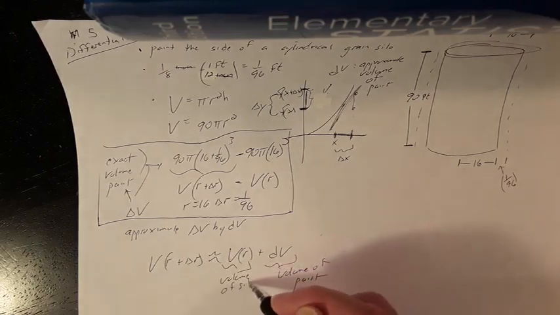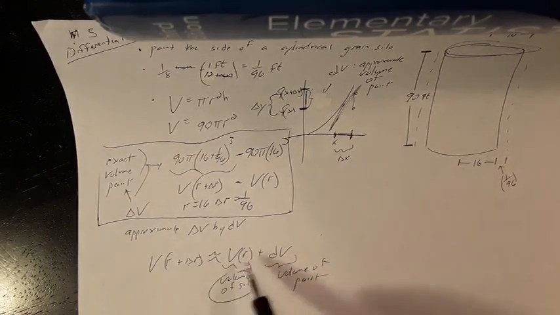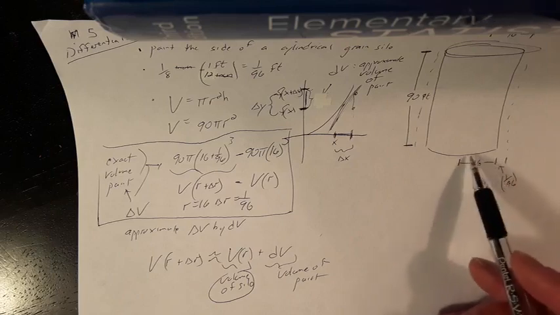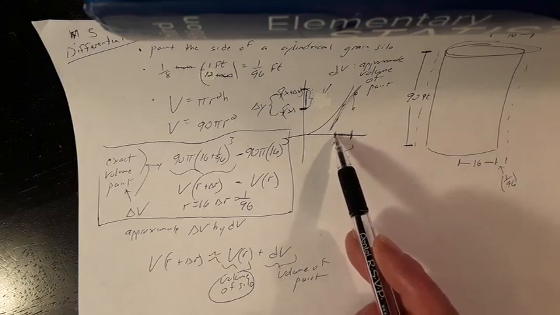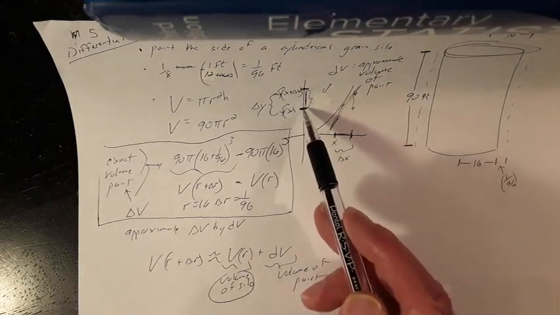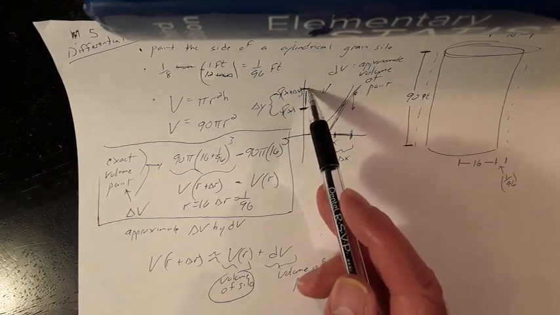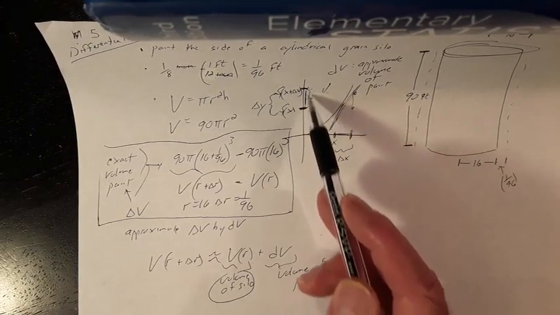Think about it, you've got to think it out here a little bit. When I put in 16, and I'm computing the volume of the silo, and I add something to that, when the radius went from r to r plus delta r, the volume went from V of r to V of r plus delta r. That's the change of volume.